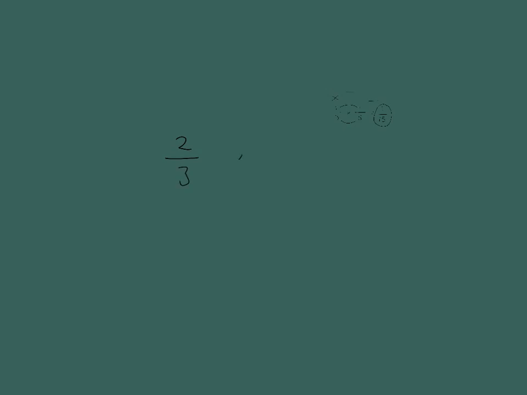2/3 times 1/7. 2 times 1 is 2. 3 times 7 is 21. Can it be cancelled even more? No. That's your answer.